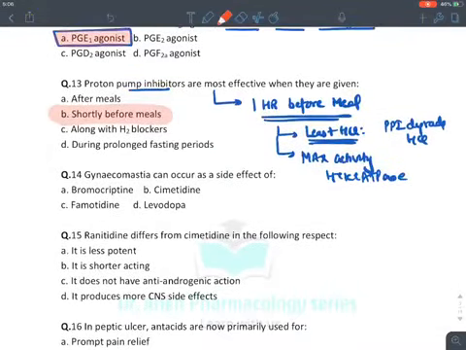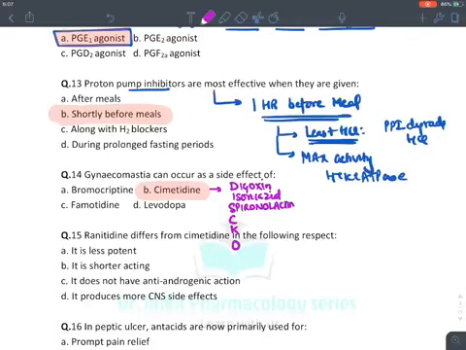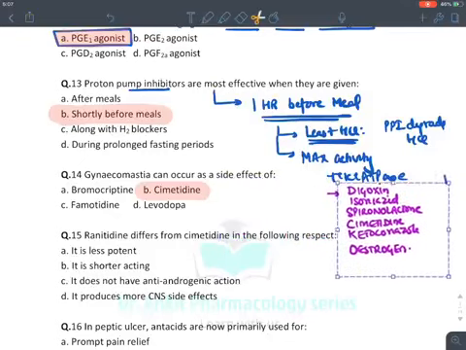So now the next question, 14th, is asking gynecomastia can occur as a side effect of, we have already discussed, it's cimetidine. So just write the list of the drugs which causes gynecomastia, that is DISCO: digoxin, an inotropic drug in heart, isoniazid, anti-tubercular drug, spironolactone, cimetidine, which was asked in our question, ketoconazole, and estrogens. Okay, estrogens. So this is the complete list of the drugs which causes gynecomastia.